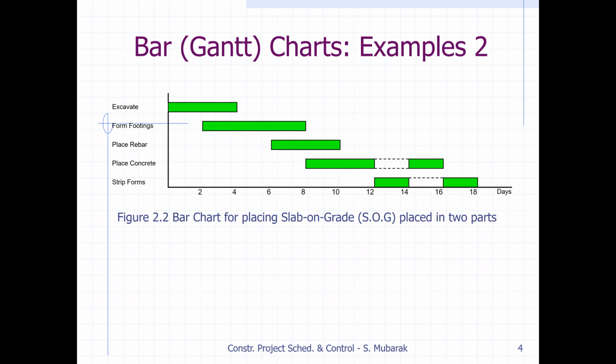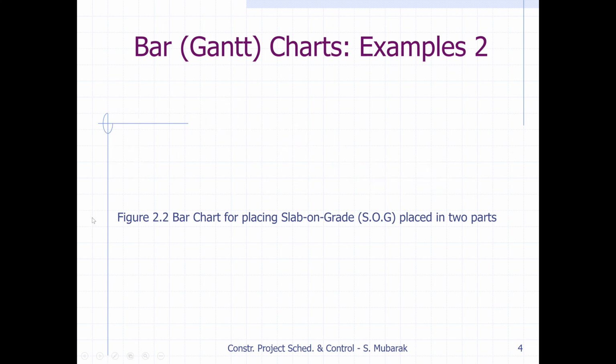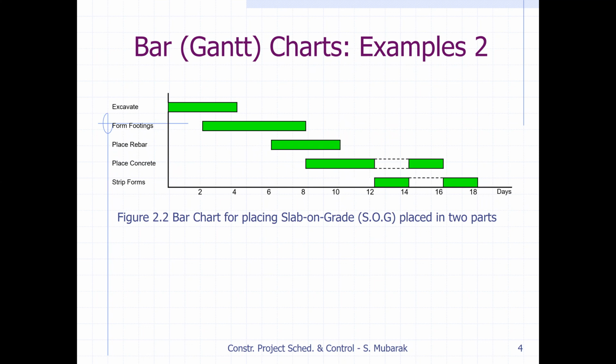Let's see another example, the bar chart for placing a slab on grade placed in 2 parts. So here we have to excavate, and then form the footing, fix the formwork for the footing, and place rebars. Then we fix those rebars and place the concrete. The placing of concrete is in 2 steps, so we have a stoppage and then we do it again. Then we remove the formwork for the first placing of concrete, and then strip formwork for the second part of placing of the concrete. Again, time on the x-axis is given in number of days, and activities on the y-axis. It's another example of a simple bar chart, a Gantt chart.